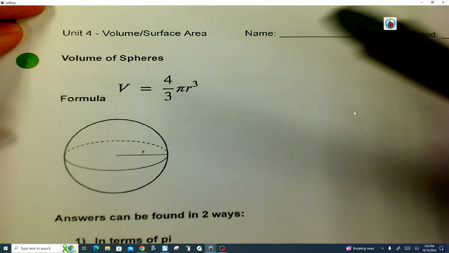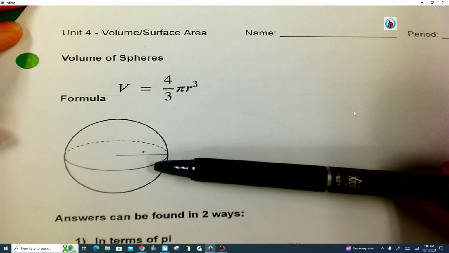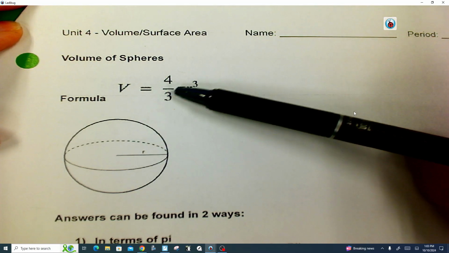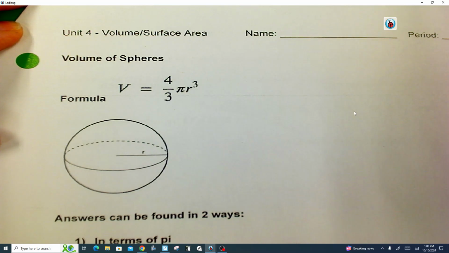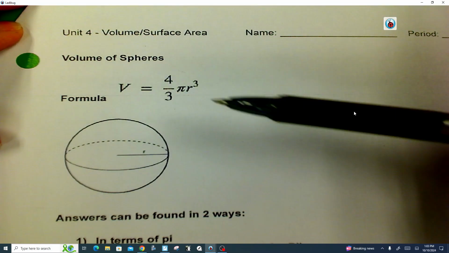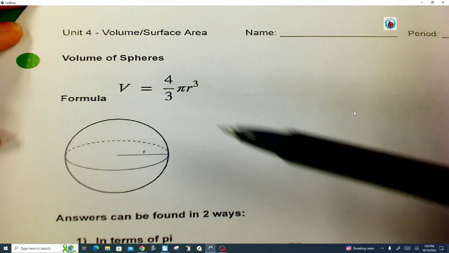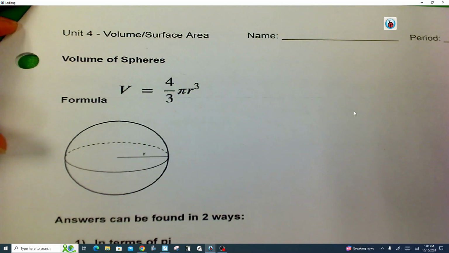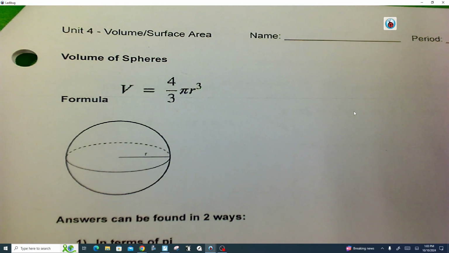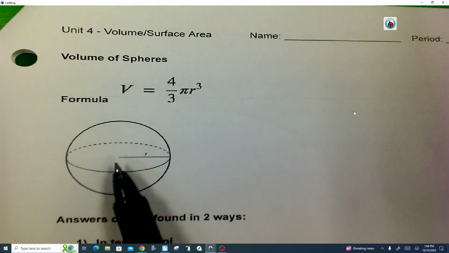So guys, how do you find the volume of a sphere? It's 4/3 times pi. We know what pi is. What's pi? 3.14. And then this is the radius to the third power. So literally, you're just looking for the radius of a ball. That's it. So here's the radius right here.